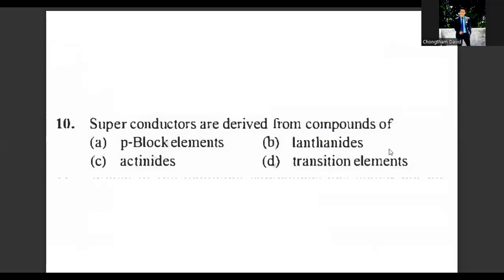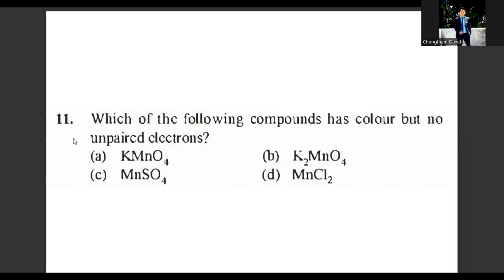Question number 10: superconductors are derived from compounds of transition elements. Option D is the answer to question number 10. Let's read question number 11.